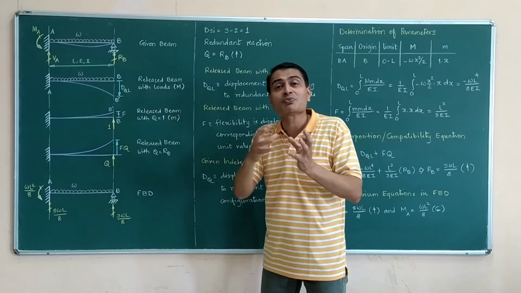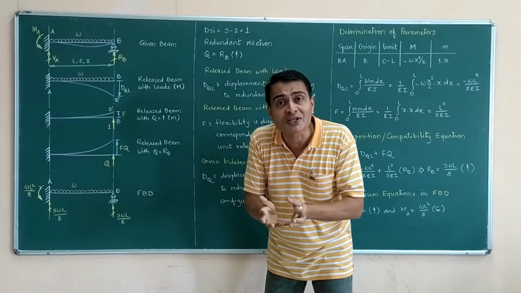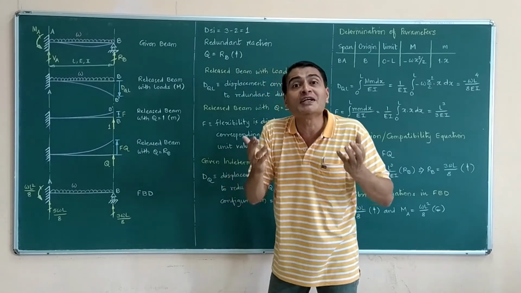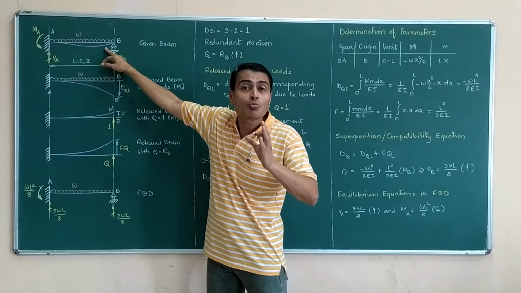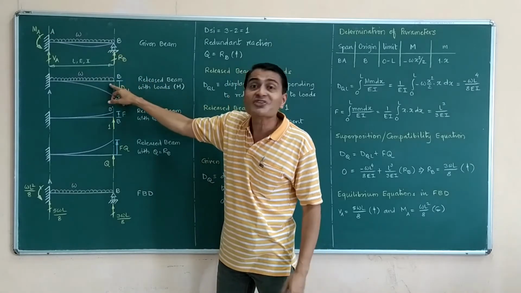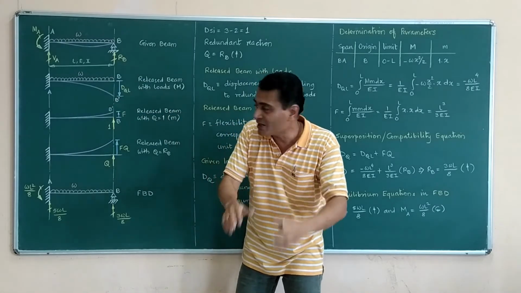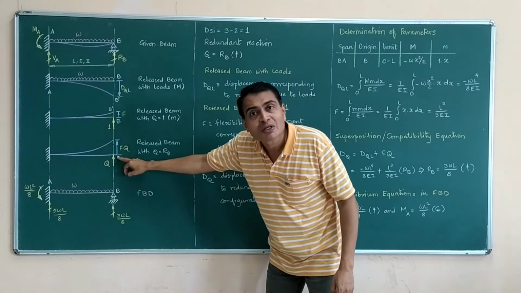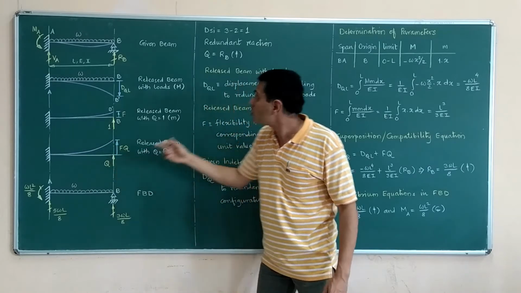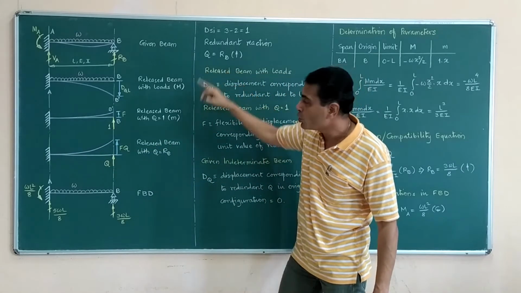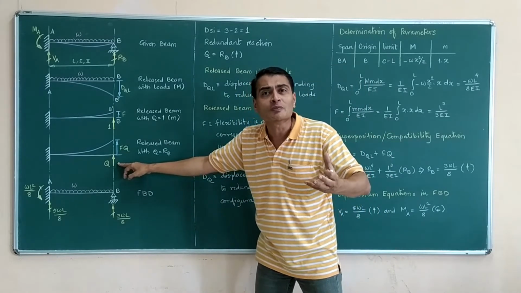Why released? Because we are relieving it of one of the supports, one of the constraints, and converting it into a determinate beam. So this beam I am assuming to be made up of two beams. One is this, where all the loads are shown, and secondly this, where load is not shown but this reaction Q, because we are calling RB as our Q. So this reaction Q, which is RB, is being shown.